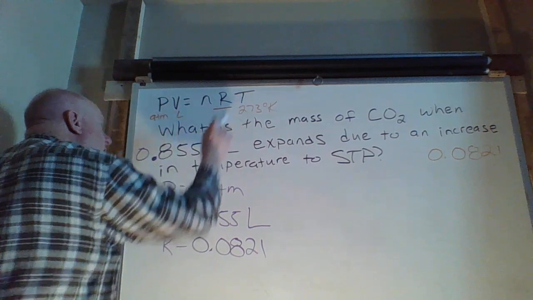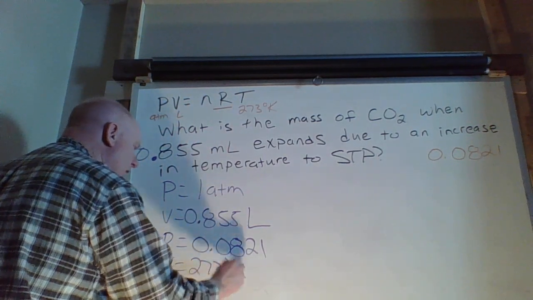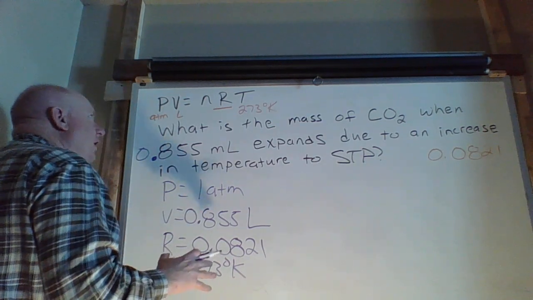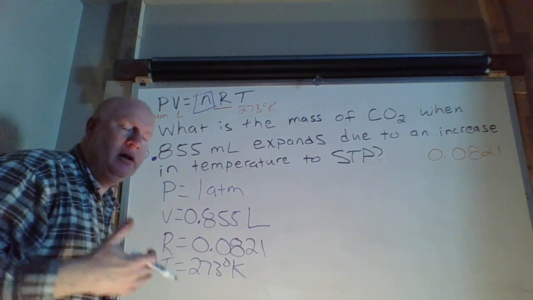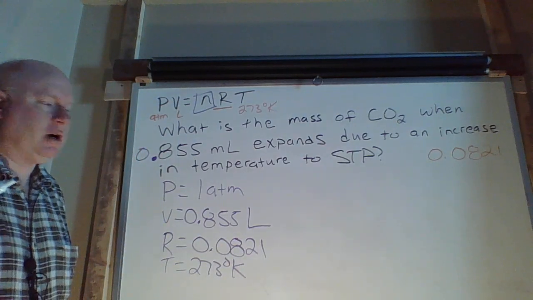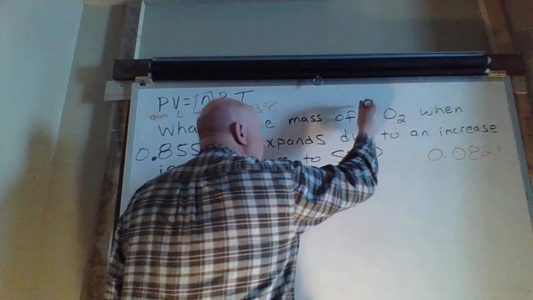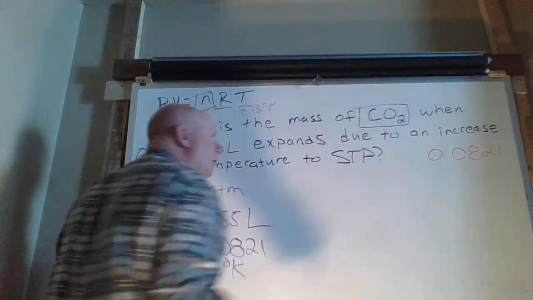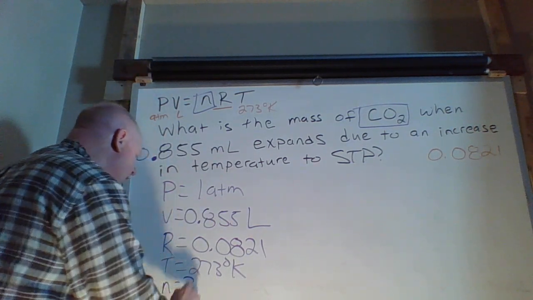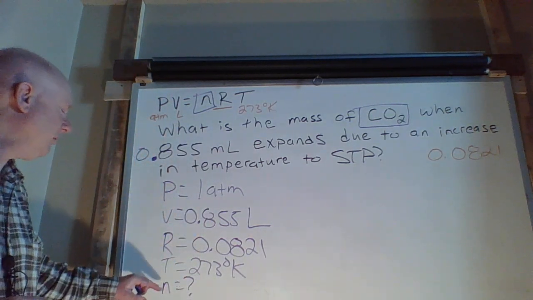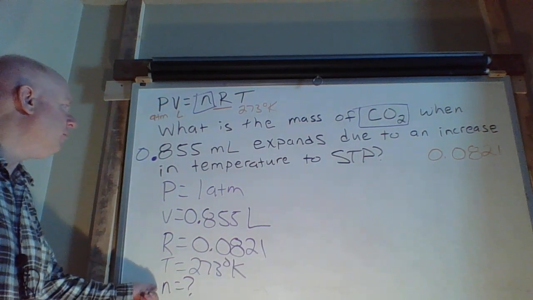And then standard temperature, as we know, is 273 degrees Kelvin. The only thing that we do not have, of course, is this N variable, which we know is the number of moles of this gas. And of course, in this case, it is carbon dioxide. All right, so here is our unknown, carbon dioxide. Here is our unknown, which is our N value, which is moles.